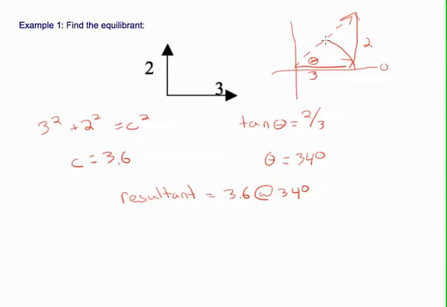The equilibrant would be the vector that cancels out our resultant. So this is 34 degrees, and we know that this is 180 degrees. We would do 34 plus 180 to get that our equilibrant is equal to 3.6, because it has to be the same amount if it wants to perfectly cancel it out, at 214 degrees.